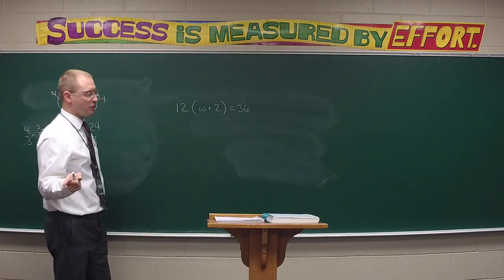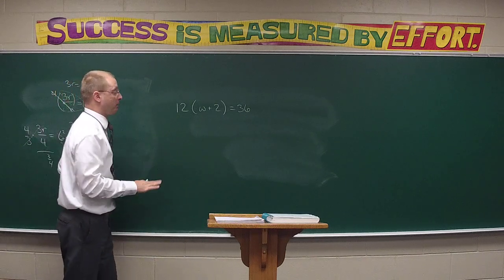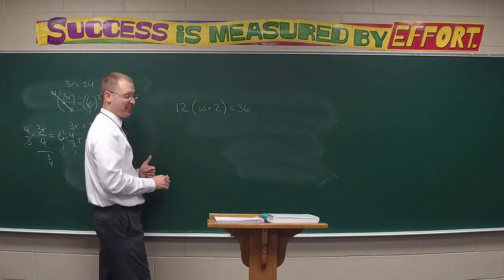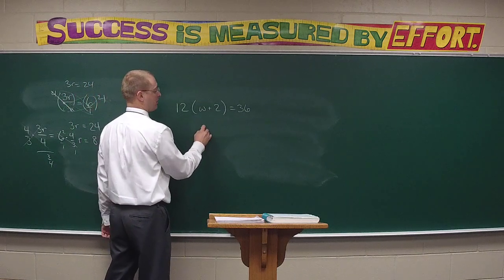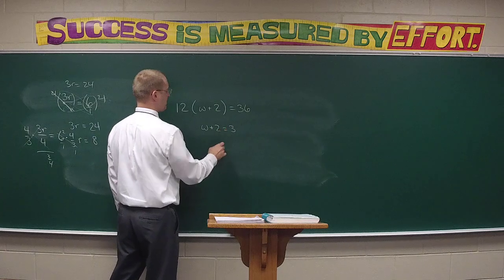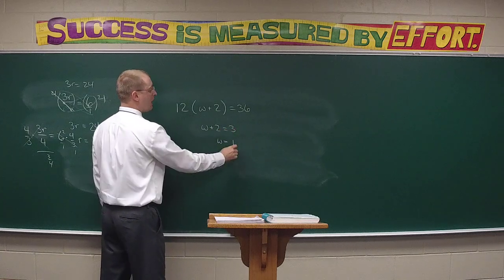I like that. I'd rather do that than distribute the 12. Now, nothing wrong with distributing 12, but I get little numbers if I divide the 12. What do we end up with then? w plus 2 equals 3. And it couldn't be easier. w just equals 1.